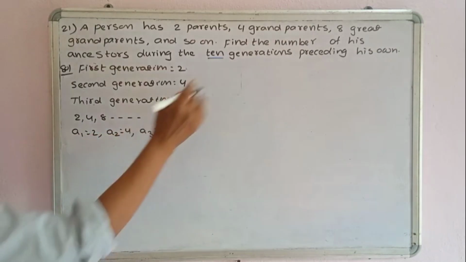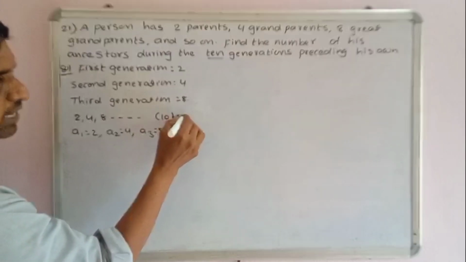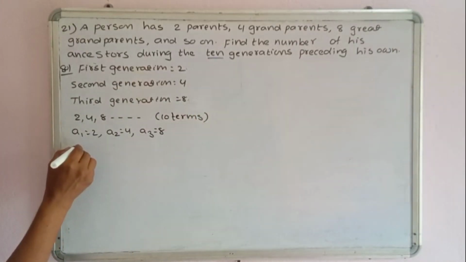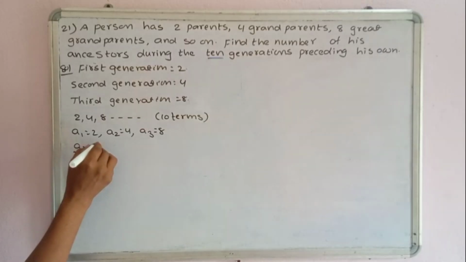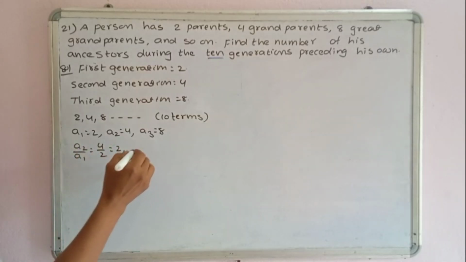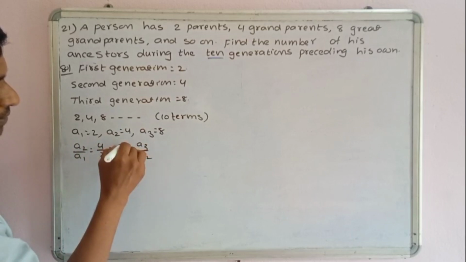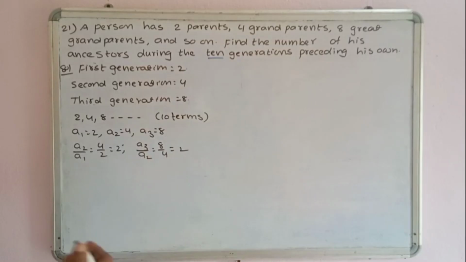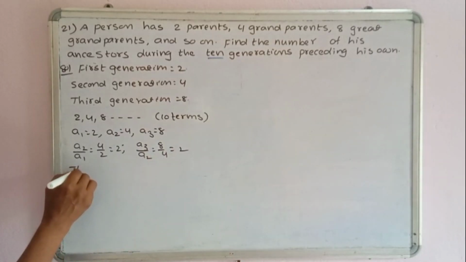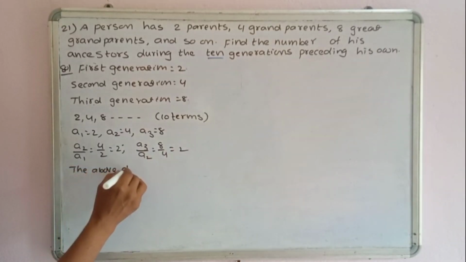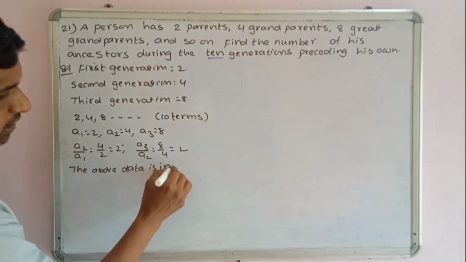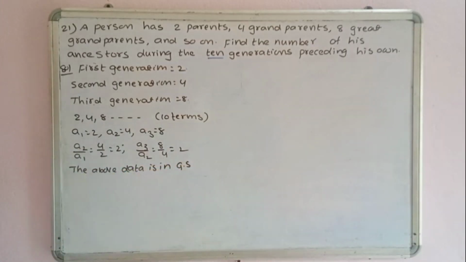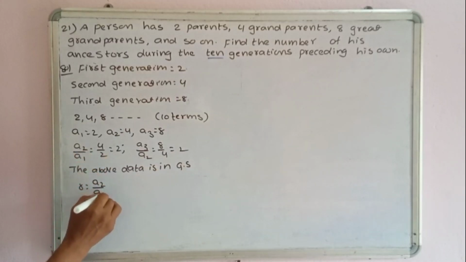Okay. So how many generations are there? 10 generations. That means n equals 10. So do A2 by A1. How much is it? A2 by A1 is 4 by 2. That is 2. A3 by A2 is 8 by 4. That is also 2. So since the common ratio is the same, what series is this? It is a geometric series. Okay. The above data is in geometric sequence. What is the common ratio here? Common ratio is nothing but A2 by A1 or A3 by A2. This is 2.